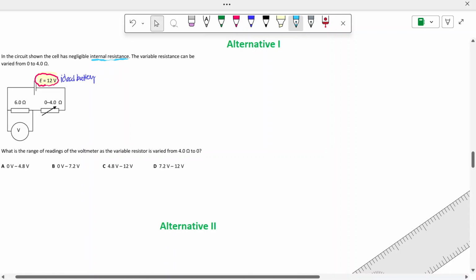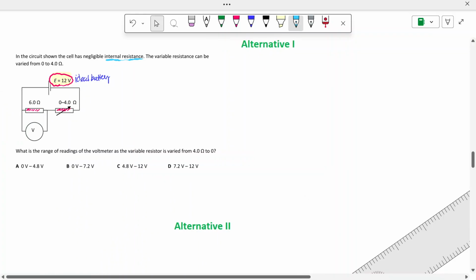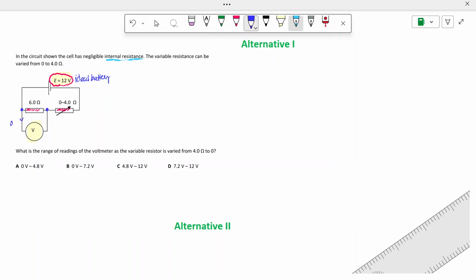What's the meaning of external resistance? I mean to say the resistances which are connected outside the battery, the variable resistor and the fixed resistance. And you see there, students, that we have connected a voltmeter across the external resistance, 6 ohms. Now, what is the job of the voltmeter? It will measure the potential difference across this terminal. Ideally, no current will flow in the voltmeter. All the current will flow through these two resistors, so this voltmeter will just measure the potential difference.